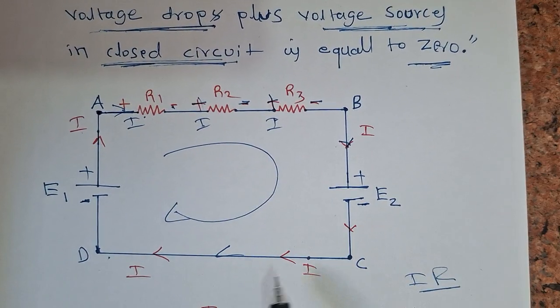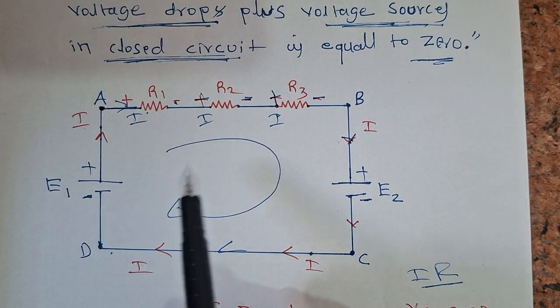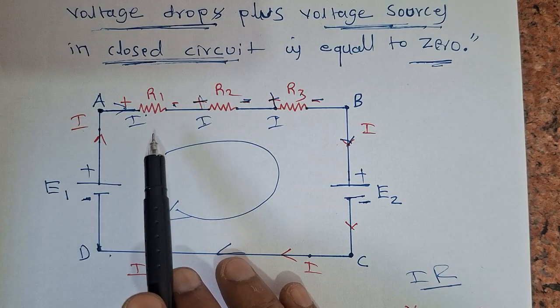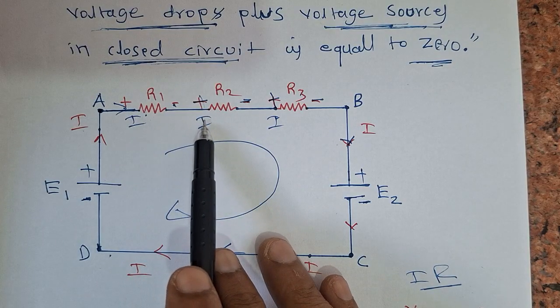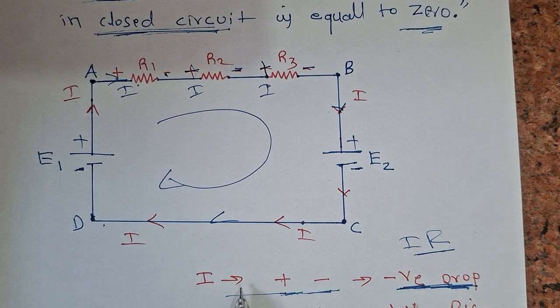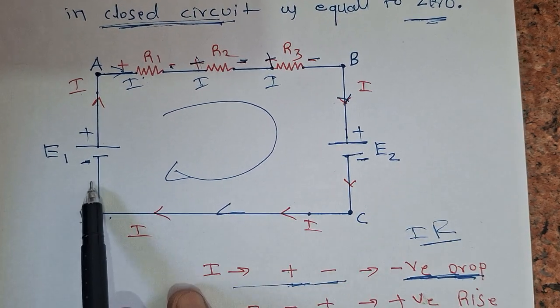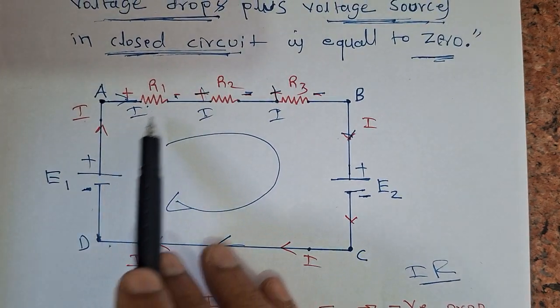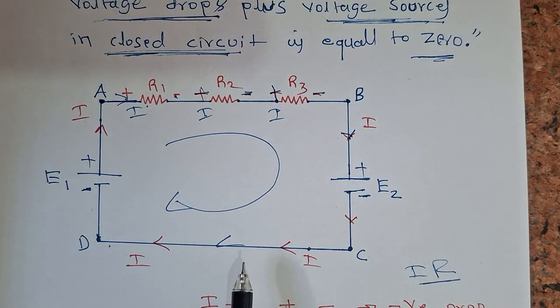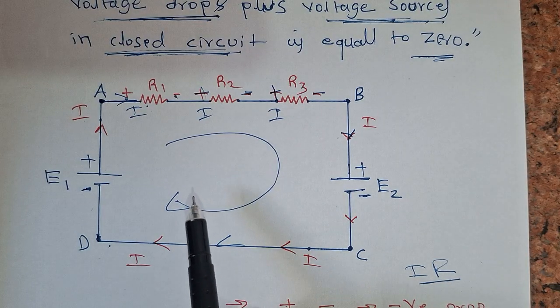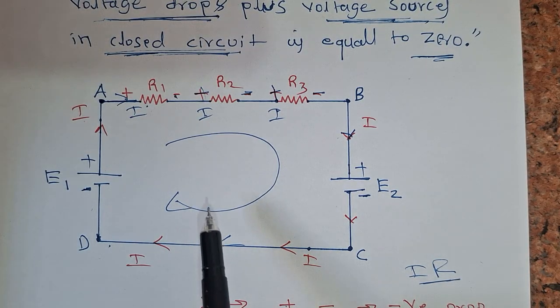Okay, this is a closed path, which has resistances R1, R2, R3, and the voltage sources E1 and E2. So this is the closed circuit. We have to apply KVL only for a closed circuit.